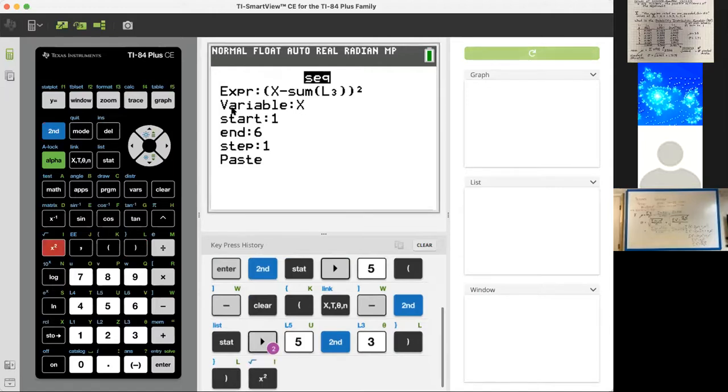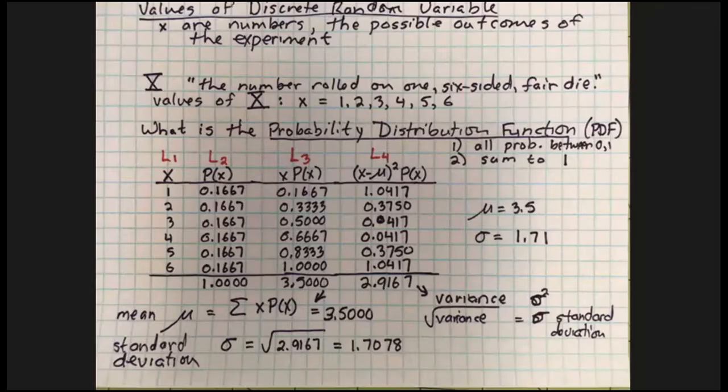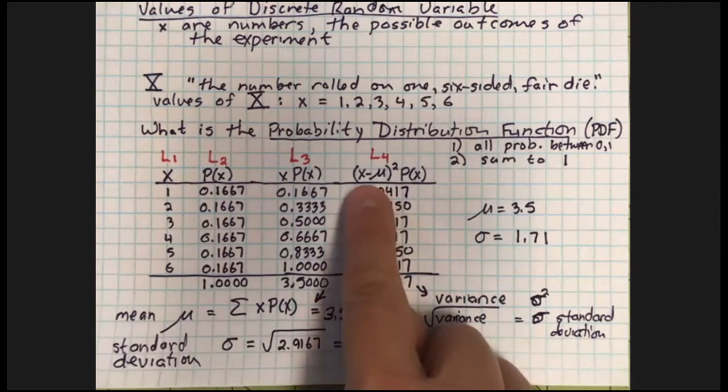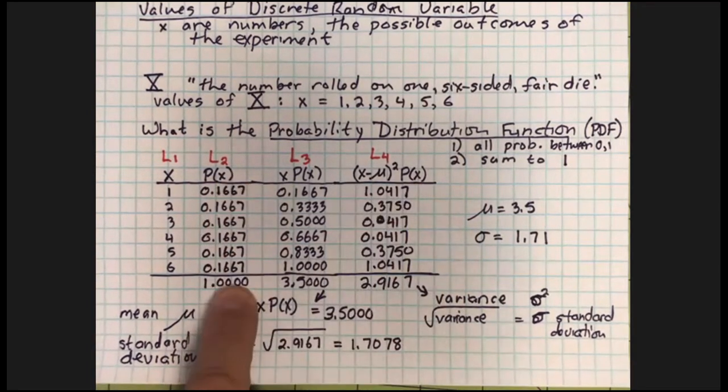And I want to do that. This is where the variable item comes in. I want to do that for every X in column one. I want to start at the first entry to the sixth entry, one step at a time, and then paste that on my command line. Now it's pasted here in L4, but I don't just want that. Remember back to my paper? I want to multiply X minus mu squared times P of X, which is column two.